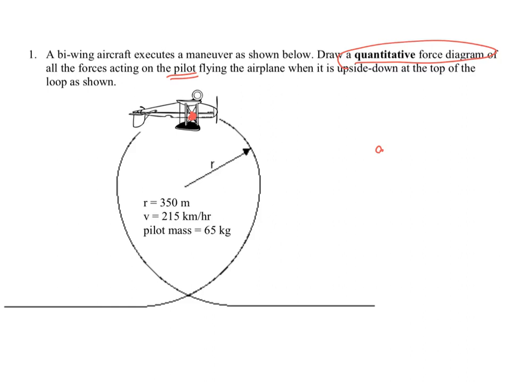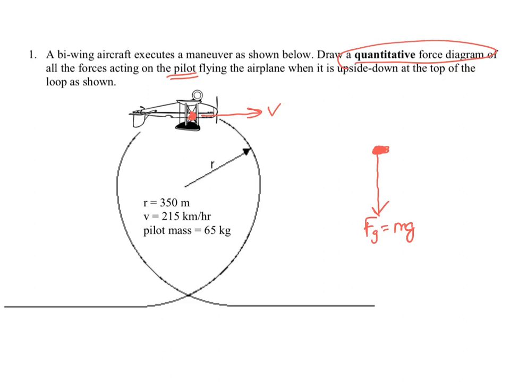So I'm going to come over here. He's going to be my dot, and I have to draw the forces that are acting on the pilot. Obviously, I've got gravity acting down, so I'm going to give that Fg. And then at the same time, the pilot is sitting on a seat that is pushing him down. At this instant, his velocity is in that direction.